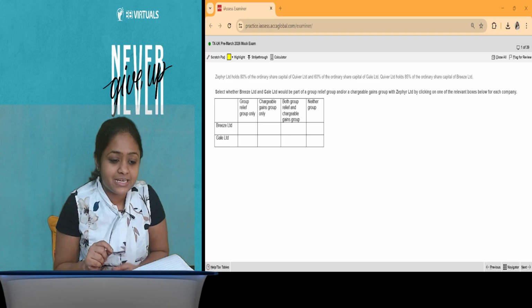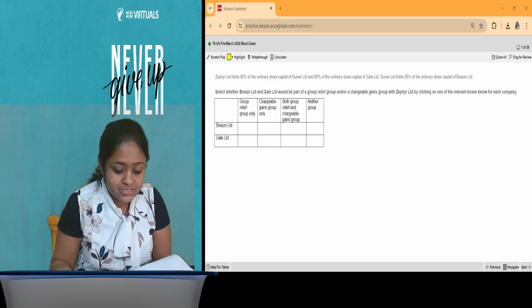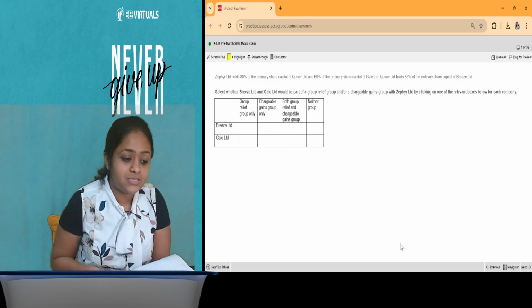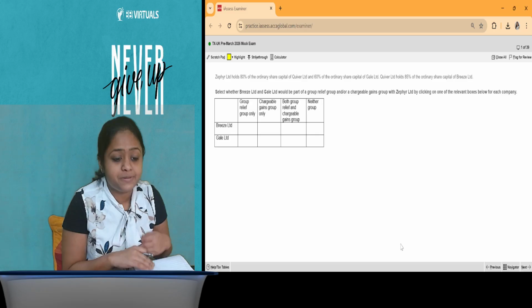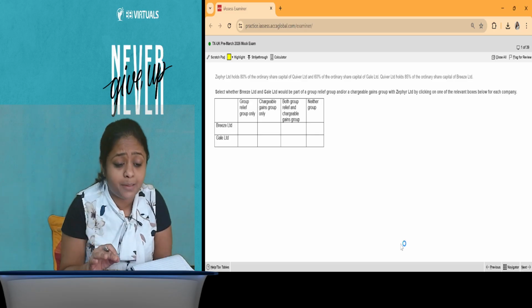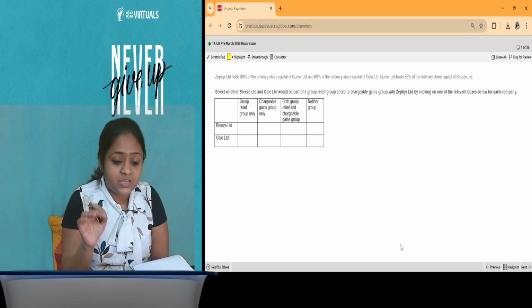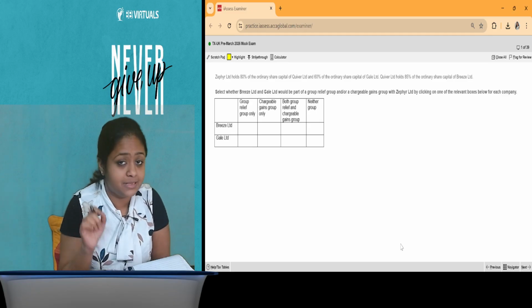So let's start right away with question number 1 of section A. Question number 1 of section A is: Zephyr Limited holds 80% of the share capital of Quiver Limited and 60% of the ordinary share capital of Gale Limited. Quiver Limited holds 85% of ordinary share capital of Breeze Limited.